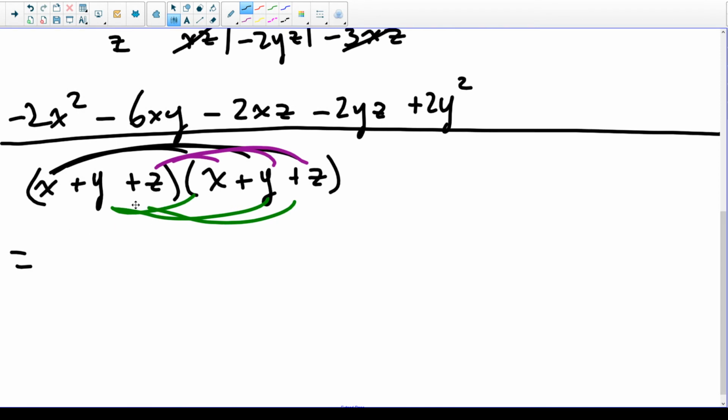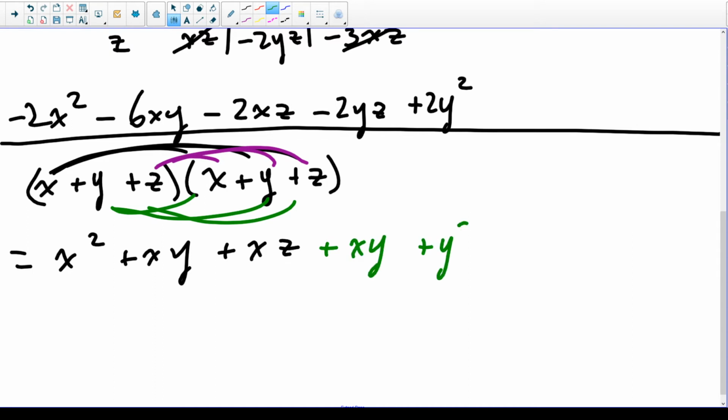So x is going to be x squared plus xy plus xz. And then in green, we're going to have plus xy plus y squared plus yz. And then in purple, we're going to have plus xz plus yz plus z squared.